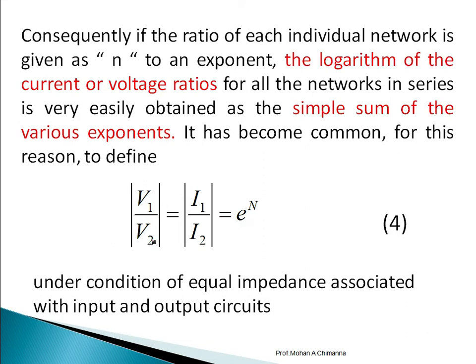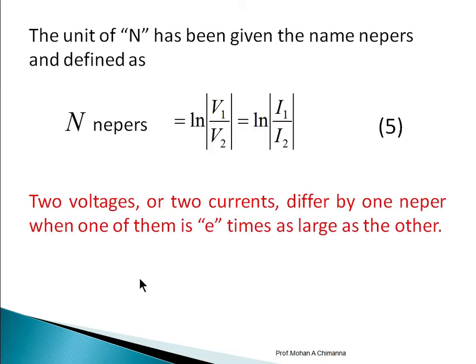That means V1 upon V2 is e raised to a, V2 upon V3 is e raised to b. In this way, for n number of terminals, we have written the ratio of the voltages, input voltage to output voltage, or input current to output current, which is equal to e raised to n, under this condition of equal impedance associated with the input and output circuit.